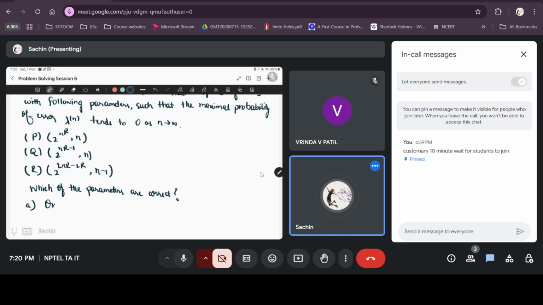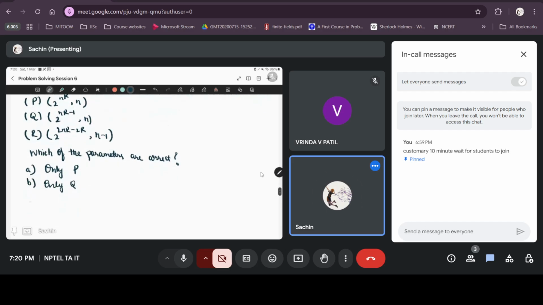The options are: option A is only P, option B is only Q, option C is both P and Q but not R, option D is all of them.